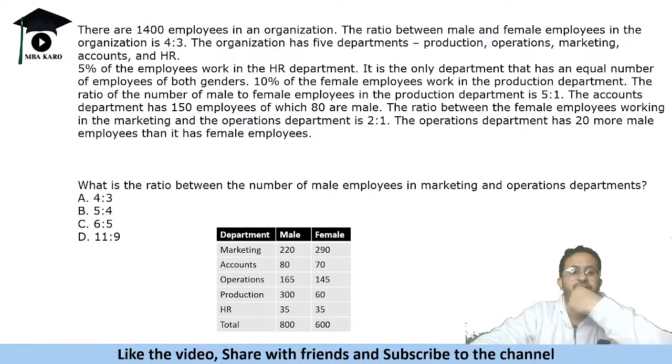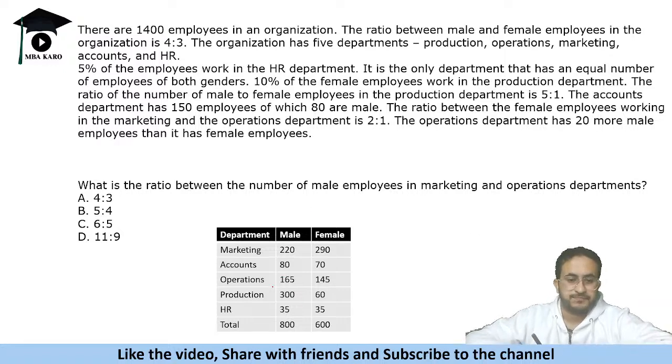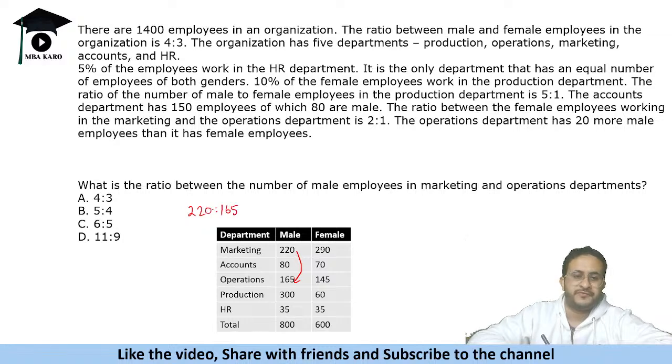So first question we have answered, 310 employees in the operations department. Next question. What is the ratio between the number of male employees in marketing and operations department? So this is the table. Marketing and operations male employees. So 220 to 165. It is divisible by 55. 4:3.